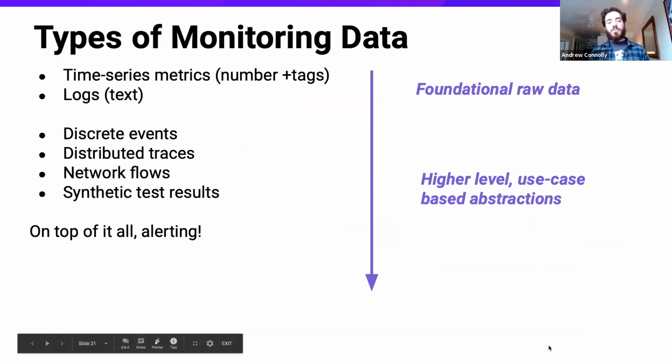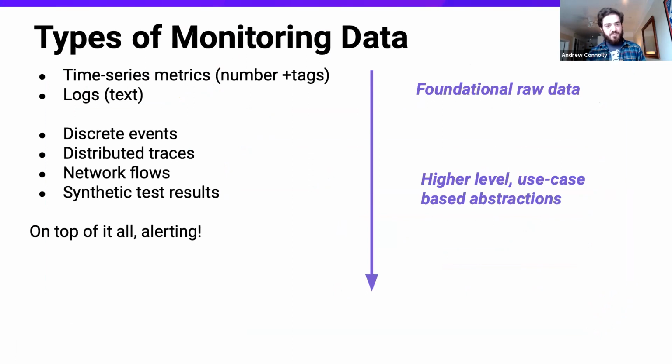On the next slide, we'll talk about how we can think about these different data types. And so at the lowest level, there's really two types, right? There's time series metrics, which are just numbers with tags. And then there are logs, which are just strings of text. Those are kind of the core pieces that are going to make up any type of monitoring data. And then as you think about different use cases, different things you want to monitor, different monitoring tools, you get these higher level abstractions that are really just based on different combinations or types of time series or logs data. So that might be discrete events, that might be distributed traces represented in a flame graph, that might be network flows, might be the results of a synthetic test. And then really on top of all that, you have alerting, which again, just another type of event.